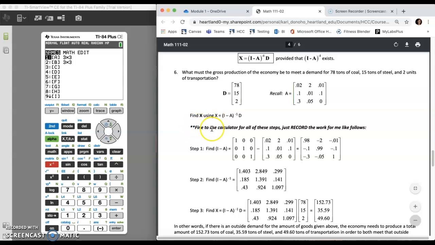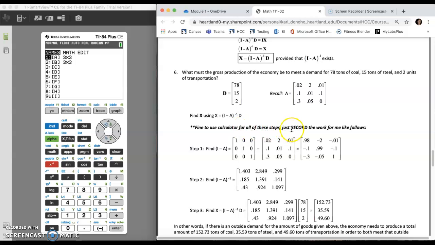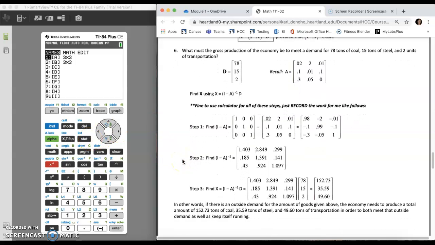It is absolutely fine, and you need to use your graphing calculator for all these steps. You just need to record the work for me as follows. So I've got all of what I would expect to see written or typed out on your paper given below, but I'm going to show you how to actually do it in the calculator over here. That's why I've switched to my laptop from my tablet.